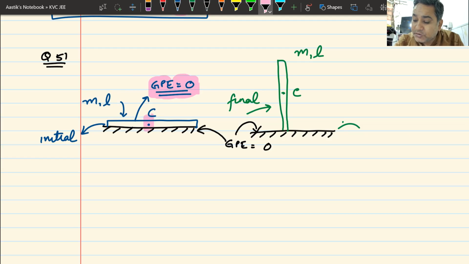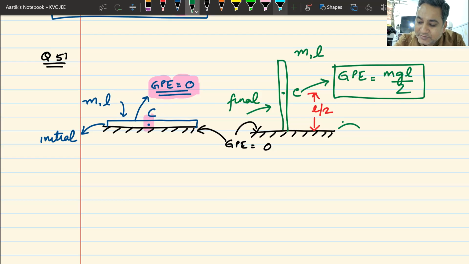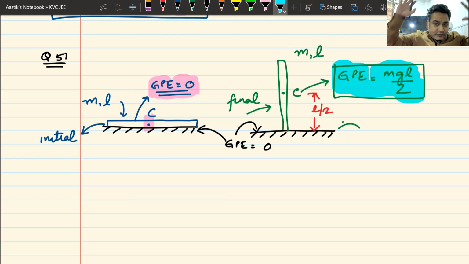Okay. In case number two, the center of mass has been raised by a height L by 2 because it is at the center. So now in this case, the center of mass is at a height L by 2. So the gravitational potential energy in this case becomes mgL by 2. Do we all understand this? Second case, the gravitational potential energy is mgL by 2. Raise hand, it will give me more confidence.